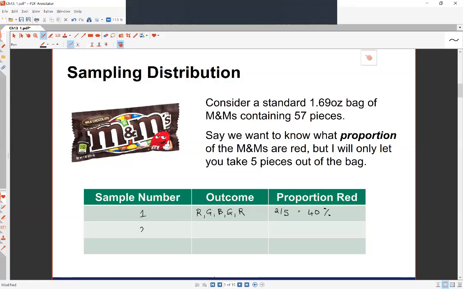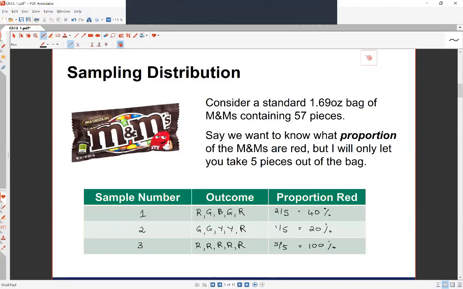I could, of course, have taken a completely different sample. I could have gotten a green, a yellow, and finally a red, which in this case would mean 1 of the 5, or 20% of my sample, would be red. Or finally, depending on, again, randomness, luck of the draw, if you really value red M&Ms, it is certainly not impossible that you take a sample and all 5 of them are red. So in this case, my proportion would be 100%.